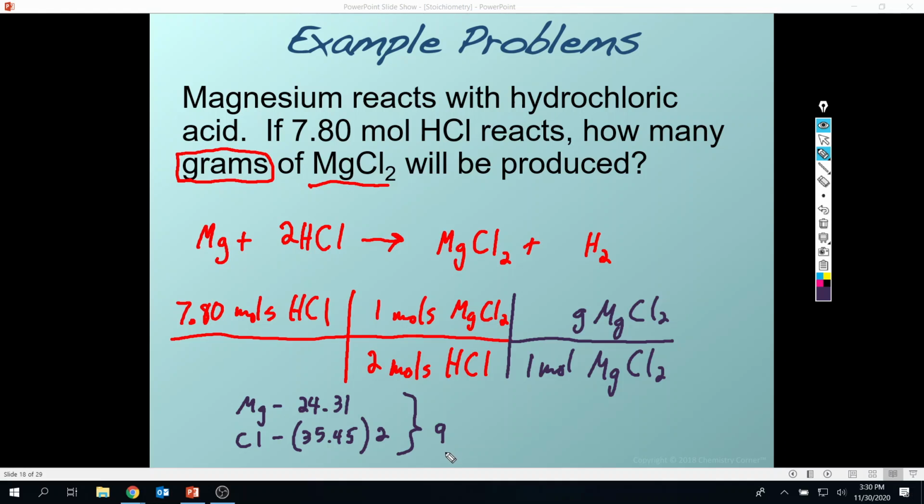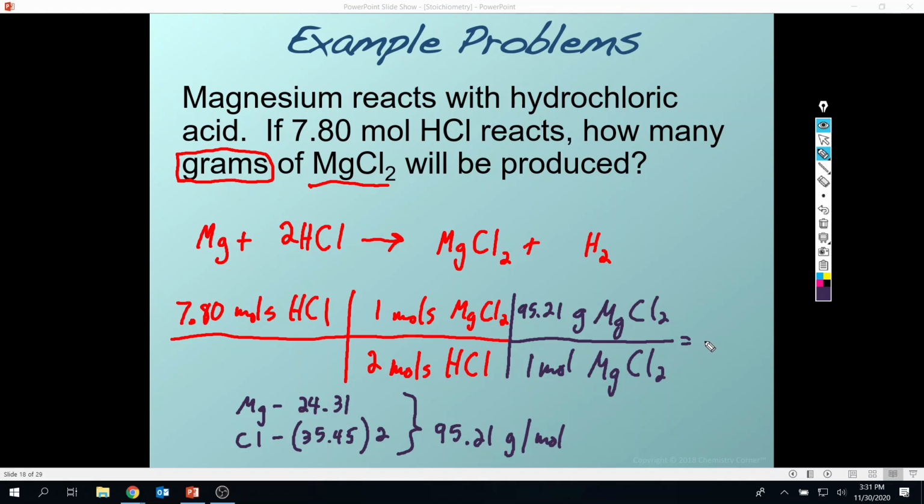All right, I want us to recheck that. I think it should be in the 90s. So 1 magnesium and 2 chlorines. Everyone punch the numbers. All right, so 95.21 grams per mole of magnesium chloride. So I'm going to write 95.21. All right, now do the math. 7.8 times 1 times 95.21 divided by 2 times 1. So just divided by 2.